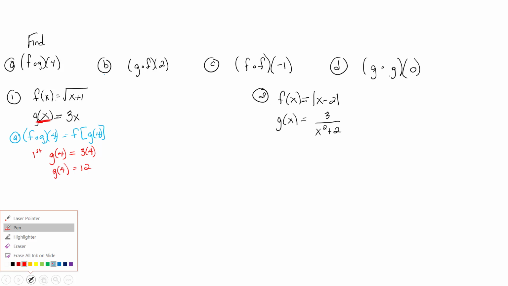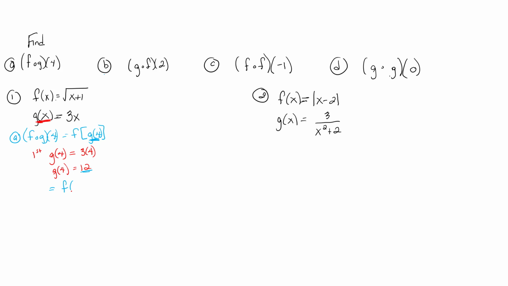Now, instead of saying f of g of 4, I'm going to now say f of 12, which means into the function f, I get to plug in 12. So into this square root, I'm going to write 12 plus 1, which gives me the square root of 13. How's that? A little bit nicer because all we're dealing with is numbers, right? All right, let's look at B.